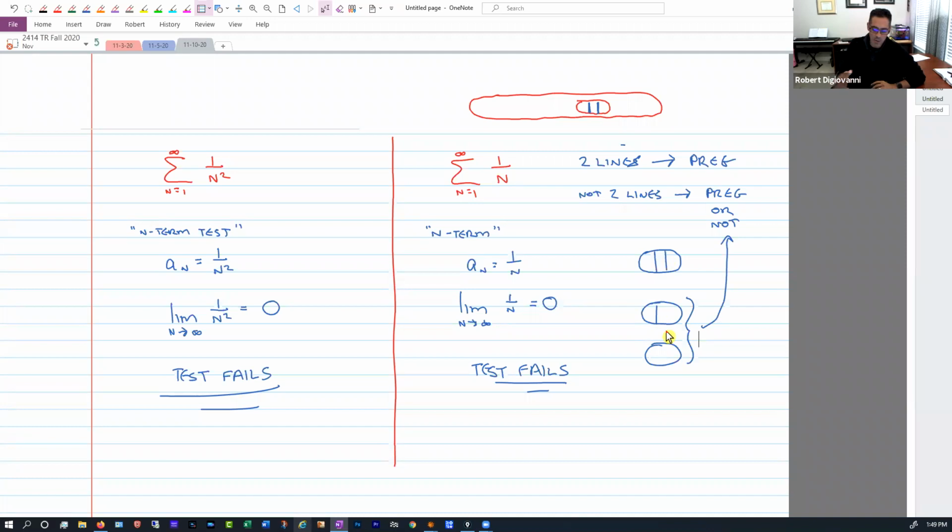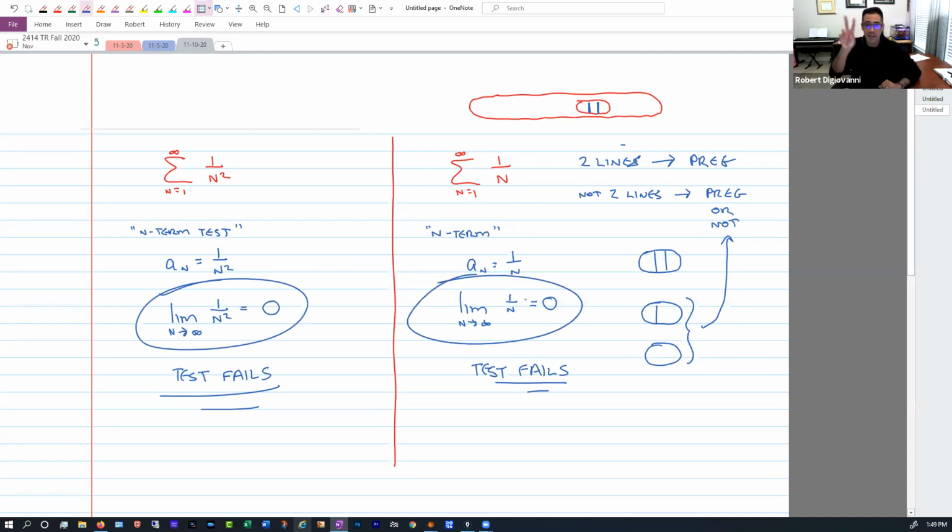Now, pregnancy tests don't work that way, but trying to give you an analogy, this test is only testing for the 2 lines. The 2 lines means the limit is something other than 0. So if this limit is something other than 0, that's like getting the 2 lines and you're definitely divergent.